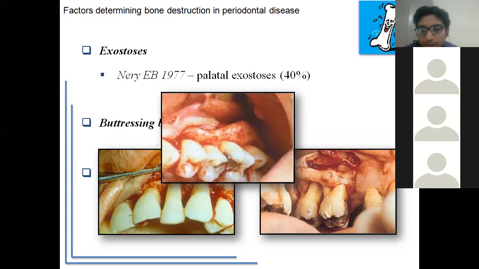What is lipping? It comes under peripheral buttressing bone formation. So the pictures shown below are of buttressing bone formation, right? These are all buttressing bone formation. What is the significance of this buttressing bone formation? It will hamper your normal oral hygiene and it will act as a retentive factor for the plaque.